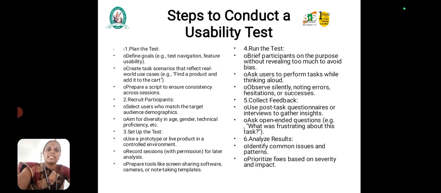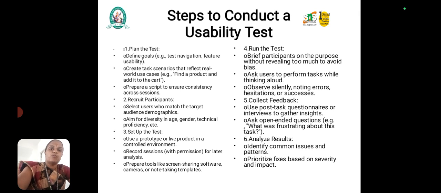Set up the test: use a prototype or the live product in a controlled environment. Record the session for later analysis. Prepare tools like screen sharing software, camera or note taking templates, then run the test. Brief participants on the purpose without revealing too much to avoid bias. Ask the user to perform the task while thinking aloud. Observe silently, noting the errors, hesitations or successes. Collect the feedback, ask open-ended questions and analyze the test.